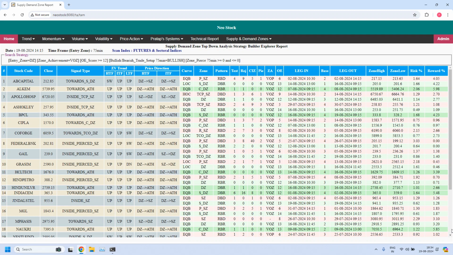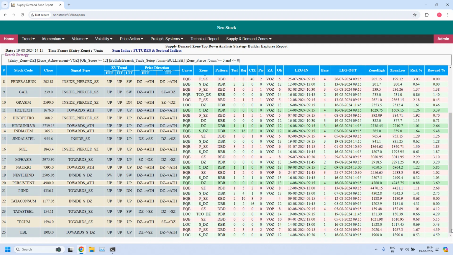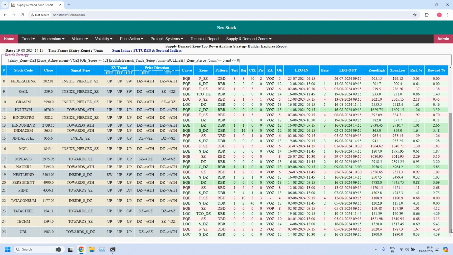Let me scroll the list down. So 25 stocks are filtered. So these 25 stocks are supporting bullish trade setup for weekly income trade. That is entry time frame 75 minutes.